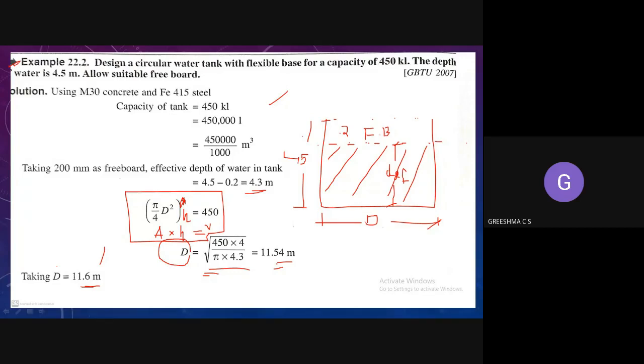Okay, so all of you please correct it. Just make a correction.